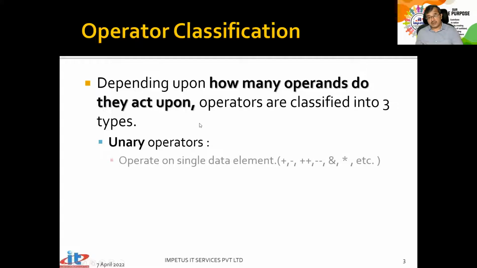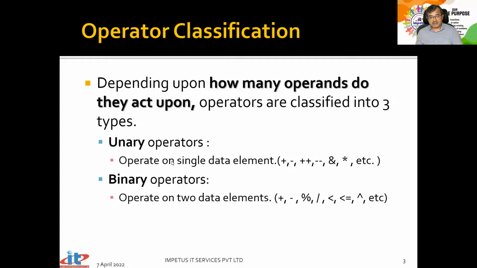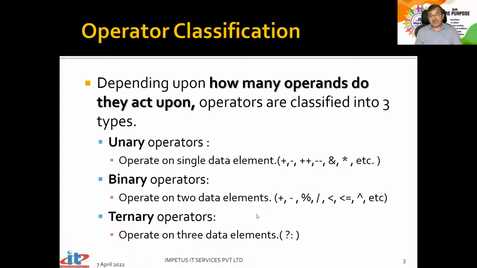First is unary operator, they will operate only on a single operand. There are binary operators, they will operate on 2 operands. जैसे अभी plus minus लिया. And there are ternary operators which will operate on 3 operands. So luckily there is only one ternary operator in C, that is question mark colon. But you have multiple unary operators, you have multiple binary operators.